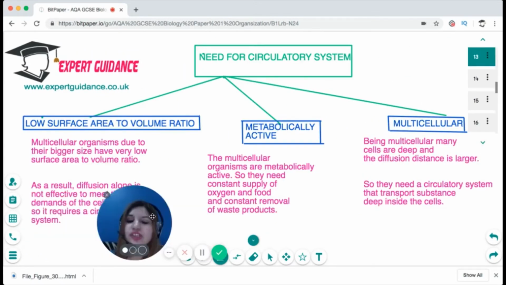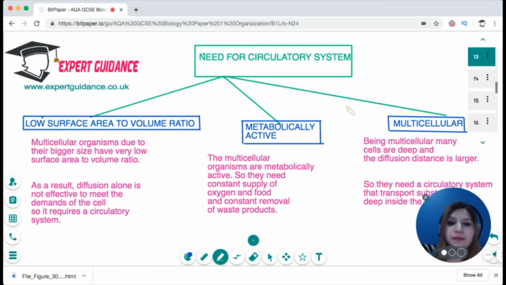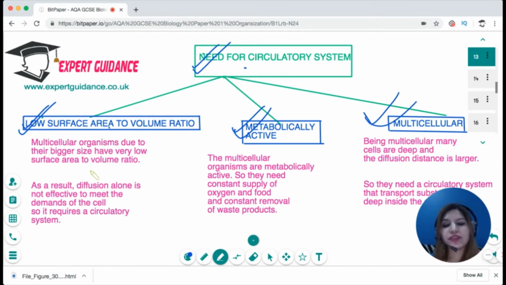Okay, so now we will talk about the heart, but before that we should know why we need a circulatory system. We need a circulatory system because we have a low surface area to volume ratio, we are metabolically active, and we are multicellular. Now, low surface area to volume ratio, because we have a bigger size. As the size increases, the surface area to volume ratio decreases. And at such a low surface area to volume ratio, diffusion alone is not effective to meet the growing need of the body. Therefore, we need a circulatory system.